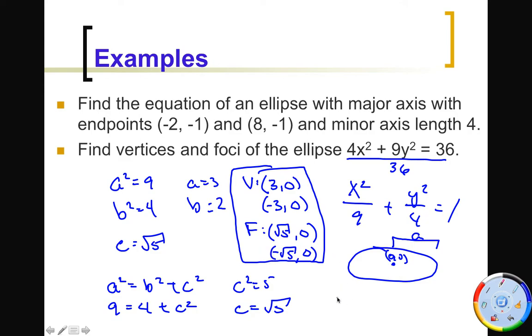And I will allow you to write plus and minus 3, 0 and plus and minus root 5, 0. But don't really get into the habit of doing this, because I like it better when you write all 4 out.